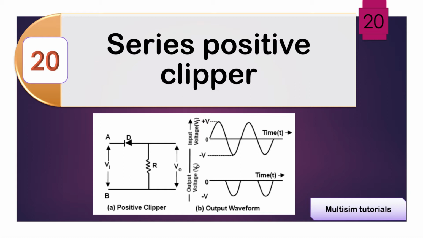Why is it a positive Clipper? It will remove the positive portion of the input and use the negative portion as the output. So it vanishes the positive half, and it will give the negative half as output. Hence it is also called a series positive Clipper. The name positive suggests that it will remove, or clip, a portion of the positive waveform. Hence it is called a positive Clipper circuit.